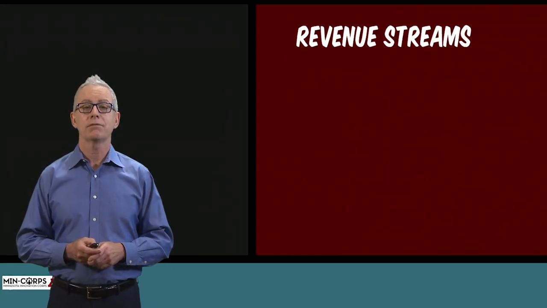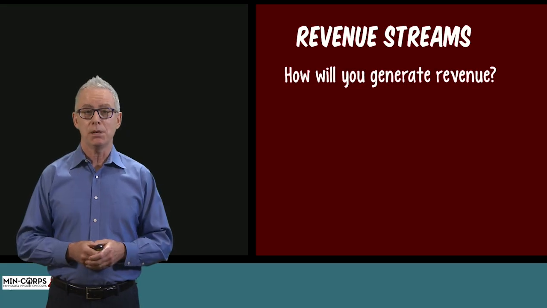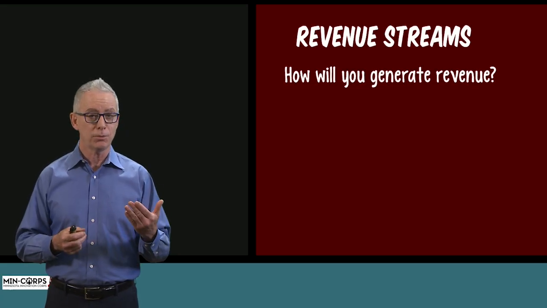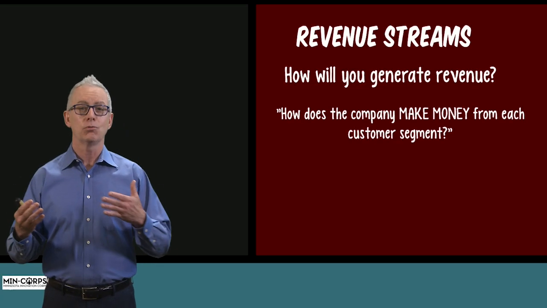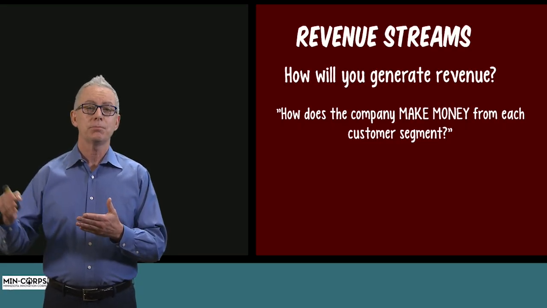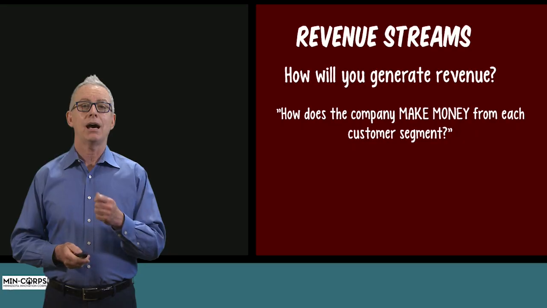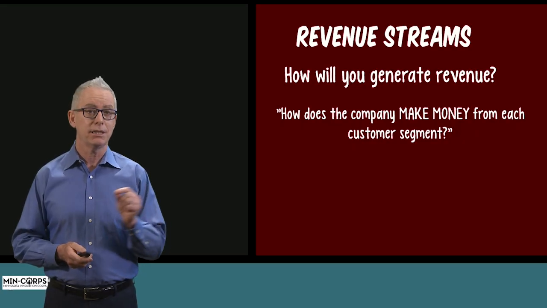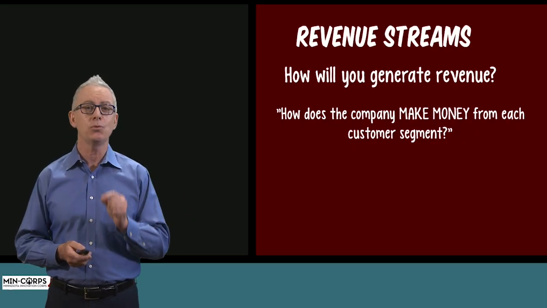Then in building block 5, how will we make money? So let's assume we have the value proposition the customers want, we're reaching them effectively through our channels, and we have a relationship management strategy that's working. How do we make money? This isn't initially how much they pay, this is how will they pay.